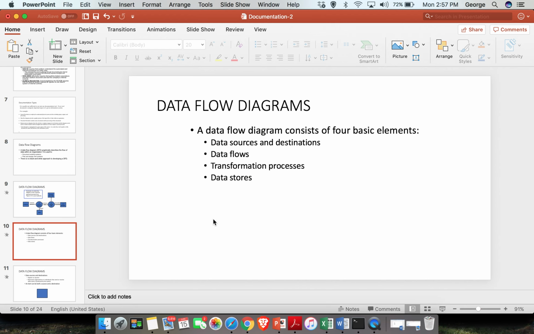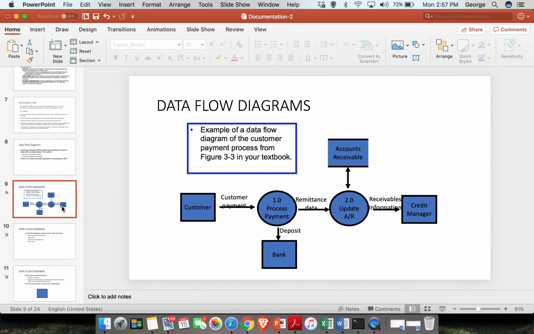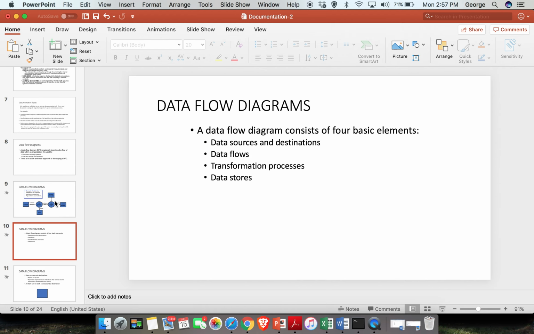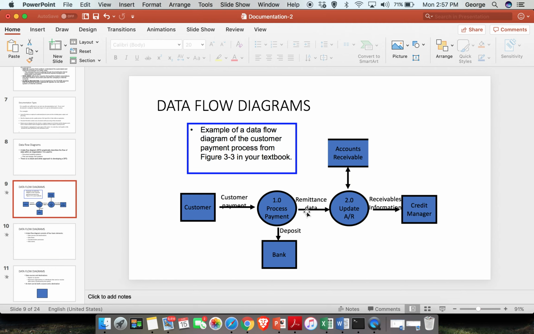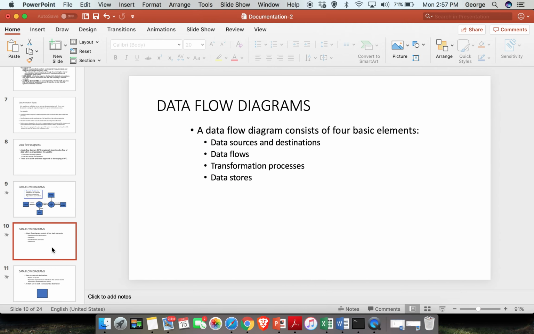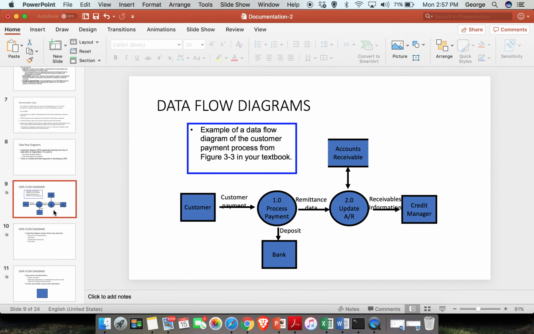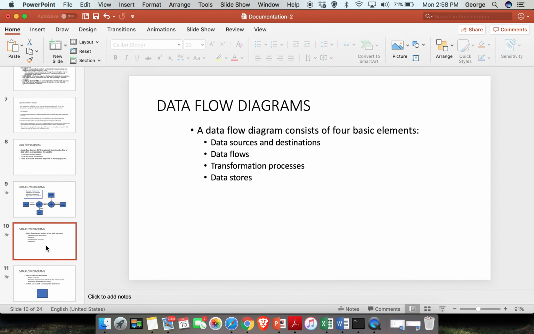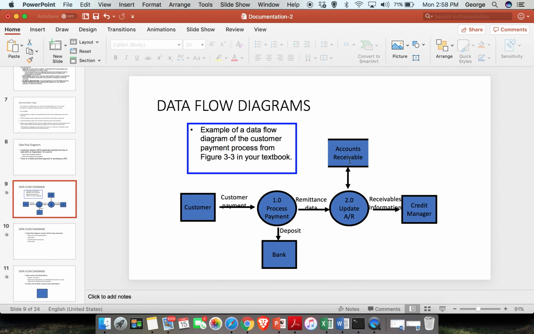So four basic elements: data sources and destinations. So the customer would be a data source, credit manager and bank would be destinations. Data flows would be customer payment, remittance data, and so forth. Transformation processes would be these circles. We have two processes: process payment and update the account receivable master file. And then finally data stores, which would be updating, writing to our account receivable master file.